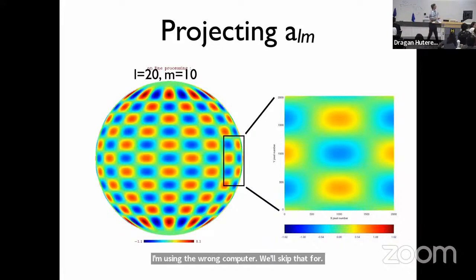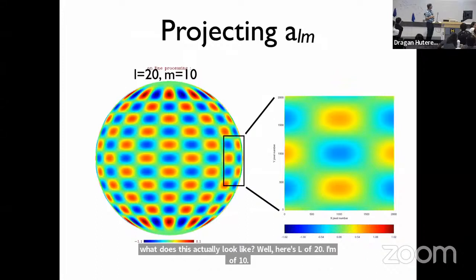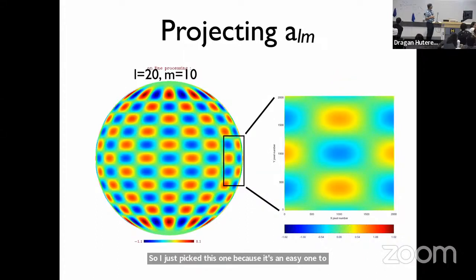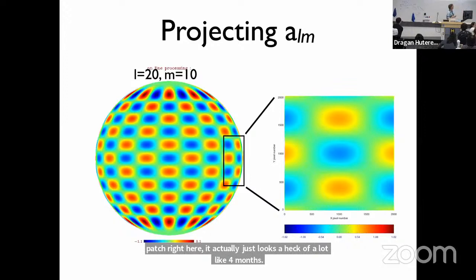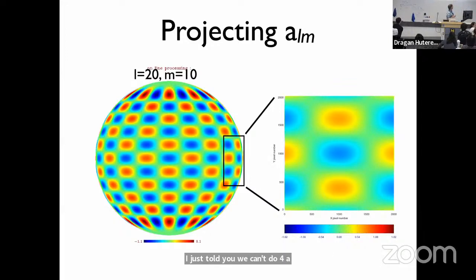What does this actually look like? Well, here's l of 20, m of 10. I just picked this one because it's an easy one to work with. So this is your spherical harmonic. And what do you notice? Well, if you zoom in on this patch right here, it actually just looks a heck of a lot like Fourier modes. I just told you we can't do Fourier modes, but then here we are. And actually at l of 20, it sure looks like Fourier modes, especially down here at the equator. Once you start getting up there, it looks a little funny.